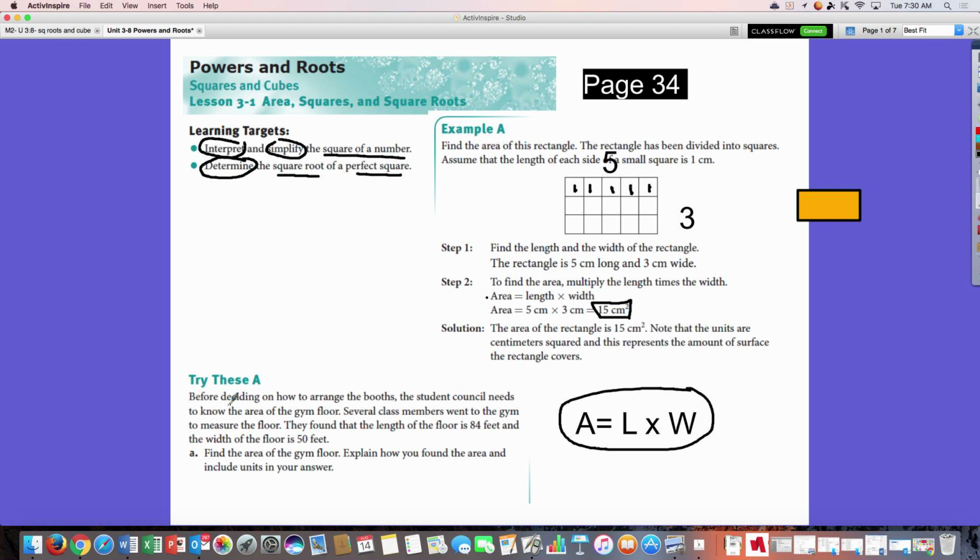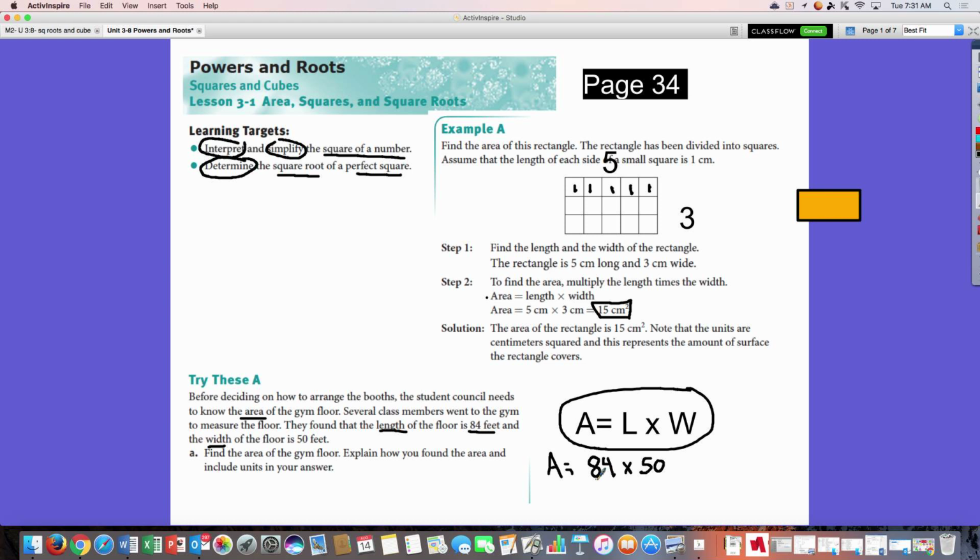Let's do another one. Try these A. It says, before deciding on how to arrange the booths, the student council needs to know the area of the gym floor. Length times width. Several people went down to the gym to measure the floor. They found that the length is 84 and the width is 50. So area equals length times width. Area equals 84 times 50.